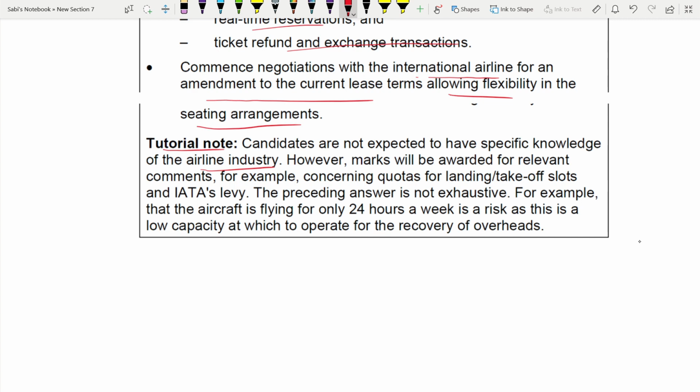You are considering the quotas for landing and takeoff slots. There's a quota on how many airlines can land in an airport per day, or for the time given on the takeoff slot. It is given for particular airlines, right? For example, the aircraft is flying only 24 hours a week. That is a risk. Why? Because they are operating at low capacity. They will not be able to recover their overhead very soon because they are working less than they should. Just 24 hours a week, not worth it, right? So that's it.